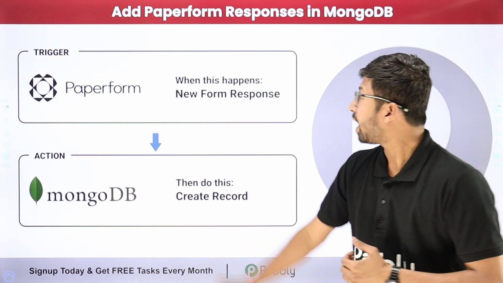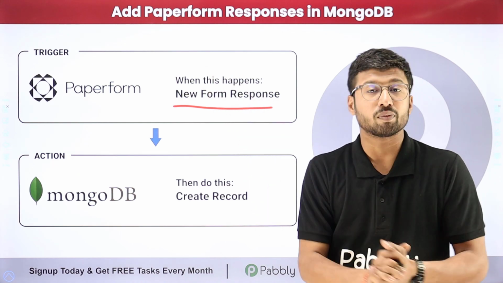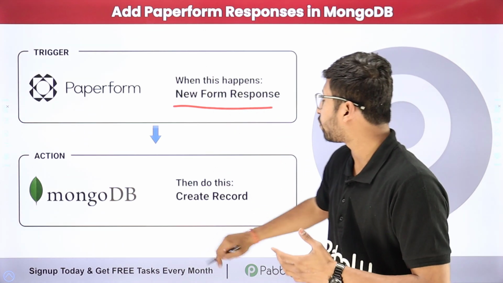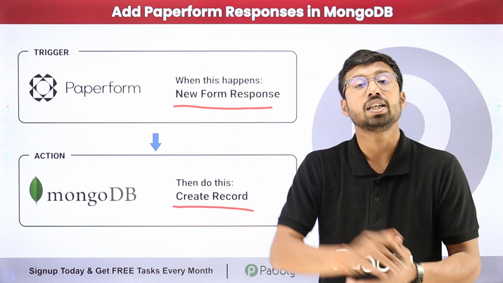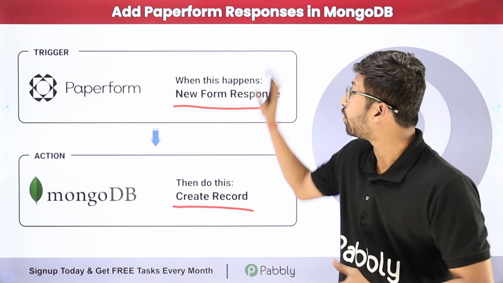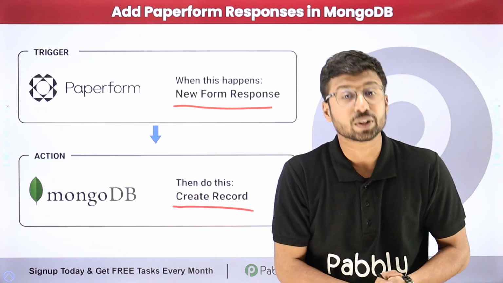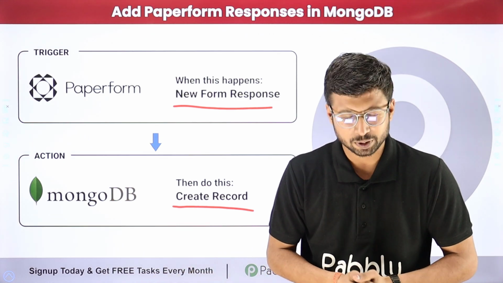So in this automation, as a new form response is received in Paperform, with the same details, we are going to create a record and add those responses in MongoDB. Now, if you want to learn how you can set up this complete automation all by yourself, you just have to come with me to my screen.